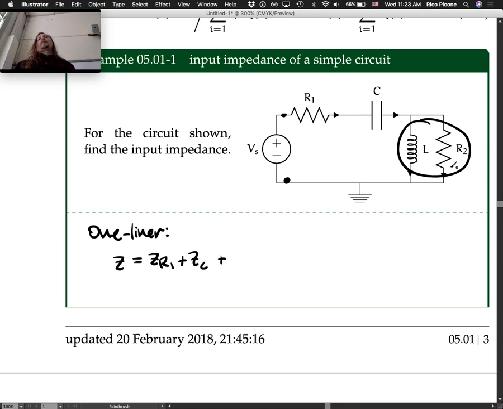Plus, this is also in series with them, but they're in parallel together. So we've got to combine them in parallel and then add them in series. We could do the 1 over, but we could skip a step and simplify it to ZL ZR2 divided by ZL plus ZR2. And we're pretty much done, right? That was the hard part. No part's hard when you break it down, is it? One-liners are fun.